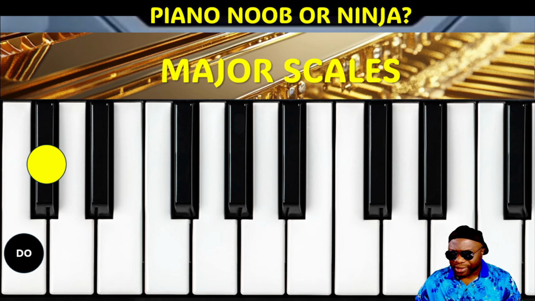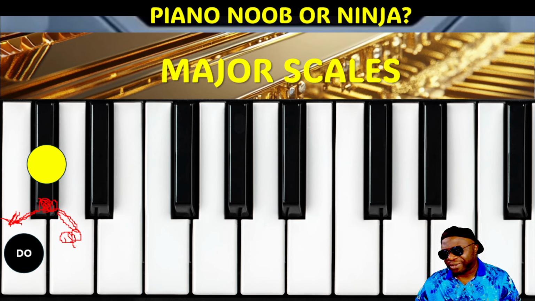Now, the way this works is from this note to the note immediately next to it, this one, that is a half step. You see? So from C to C sharp is a half step. From C sharp to D is a half step as well. Therefore, from C to D is a whole step or a full step.